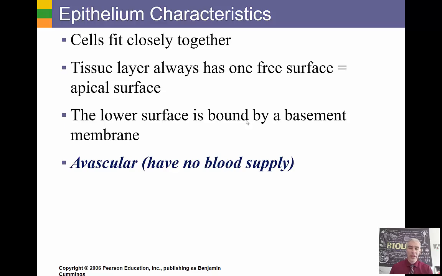And another important thing that is a characteristic of epithelial tissue is it is avascular. Avascular means there's no blood vessels directly going into it. So it always relies on diffusion cell to cell. You want to remember that. So they're avascular, so they have no blood supply. And that is also why these epithelial layers have to be very thin in most parts of your body.